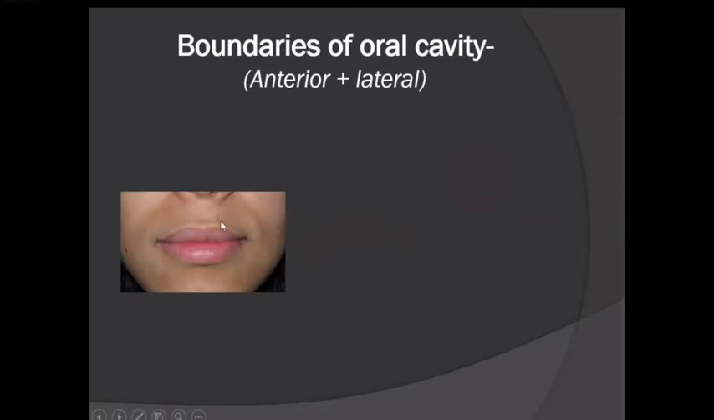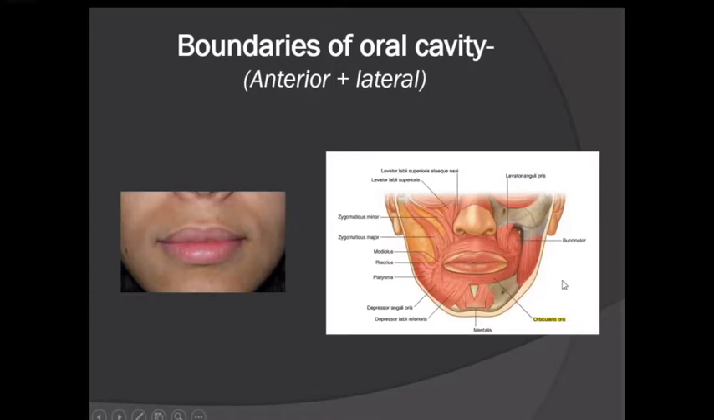So can you tell me which muscles actually make these lips? What is a lip actually? It's a muscle covered on the outside by skin and inside by mucous membrane. Simply, which muscle do you have? You have the orbicularis oris muscle. Okay. Now, if you look at this diagram, you can see the orbicularis muscles right here.